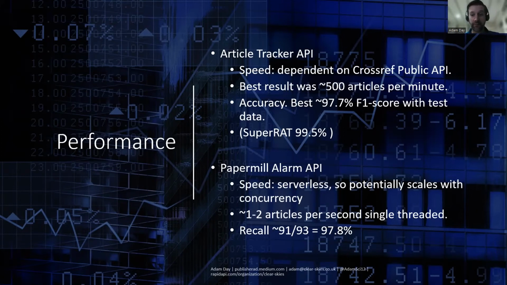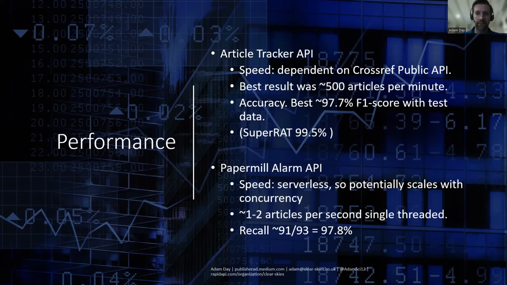The Papermill alarm is entirely serverless. So that means that, for example, if you were to make parallel requests to it, it would just spawn new processes and give you as much as you're asking for at whatever speed you're asking for. But if you just do articles one at a time with it, then you get something like 1 or 2 articles per second on average.